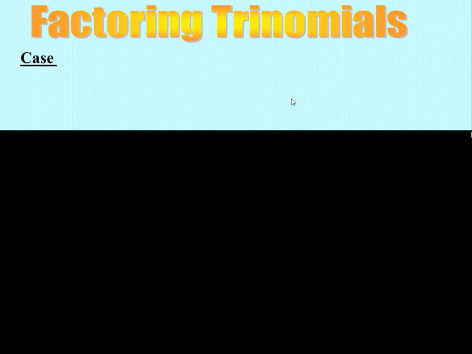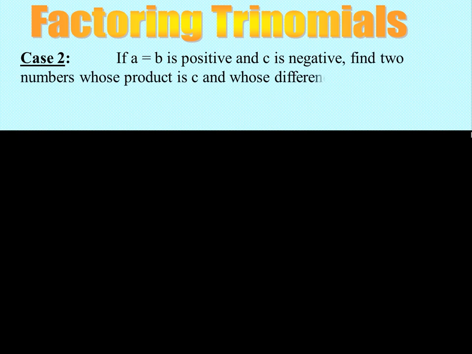Okay, case 2. B is positive. I don't know why that A is up there. Forget the A. B is positive and C is negative. Okay? So here's our example. X squared plus 5x minus 14. What are our numbers here? What do they have? They have to multiply to what? Negative 14. Good. And add to 5.